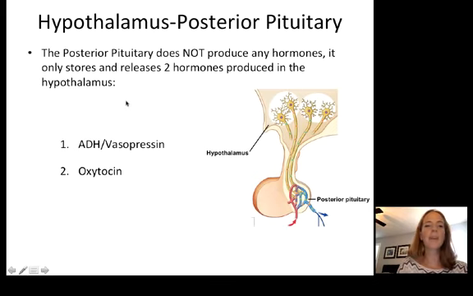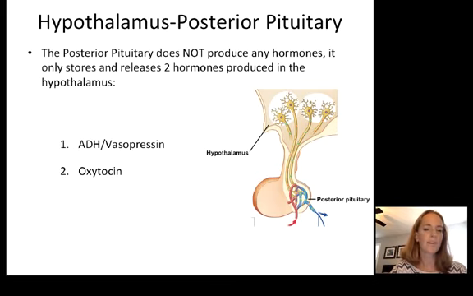So let's do the hypothalamus to posterior pituitary because that's the easiest one. So the posterior pituitary does not produce any hormones. I'll say it one more time because students always get the anterior posterior mixed up. Posterior pituitary does not produce any hormones. It only stores and releases two hormones that are produced in the hypothalamus, and these two hormones are very interesting.